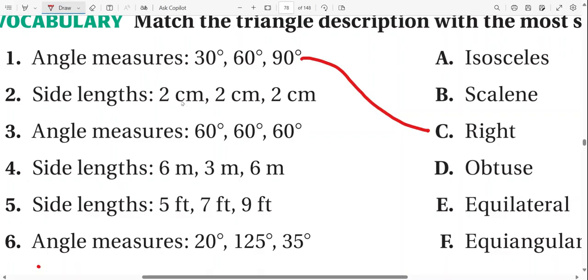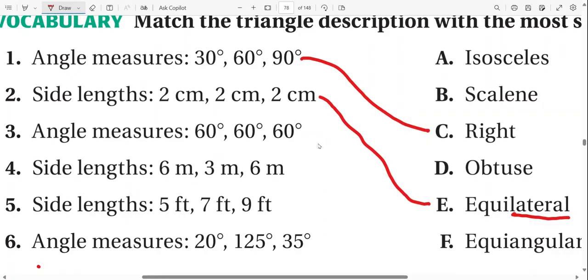It's scalene. Okay, let's do one at a time. If the side lengths are all 2, what is it? Equilateral. Very good. Lateral means the sides. Of course, angular means the angles, but lateral means the sides. If all 3 sides are congruent, that's equilateral. Could it also be equiangular because they're all the same size? Technically, yes. We didn't quite learn that yet, but yes. If the sides are all equal, the angles will all be equal. But we didn't get to that yet.